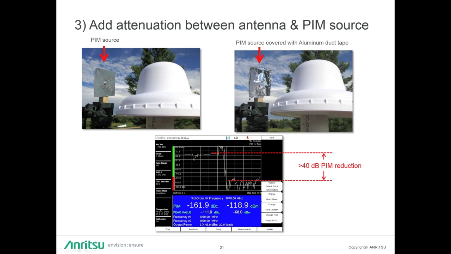In this case, I have a PIM source that's next to an antenna that's generating a very, very high level of PIM. If I do something simple just to block the energy from getting to that PIM source using, in this case, aluminum duct tape, I was able to make a more than 40 dB reduction. So if you can't move the antenna and you can't fix the PIM source, maybe the thing to do is to add attenuation.